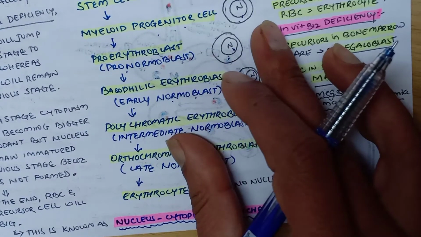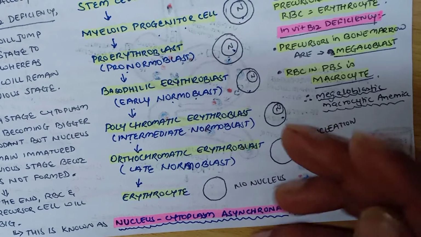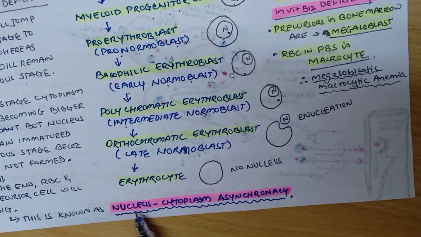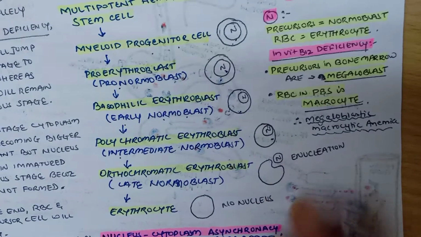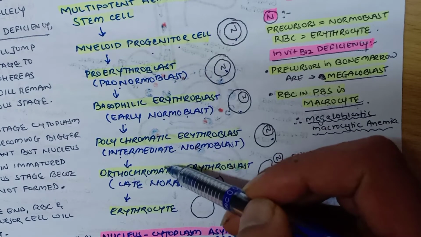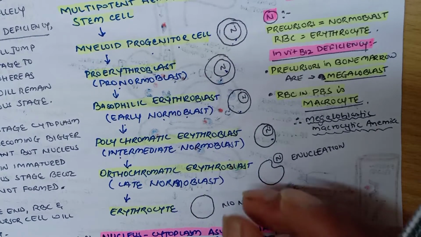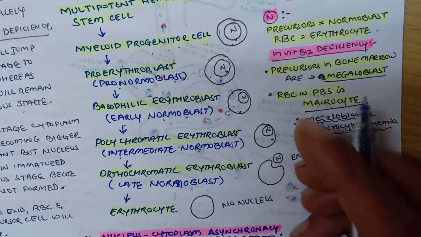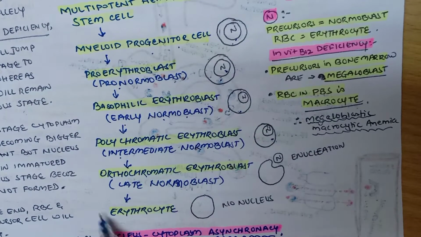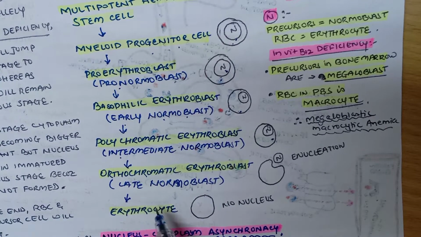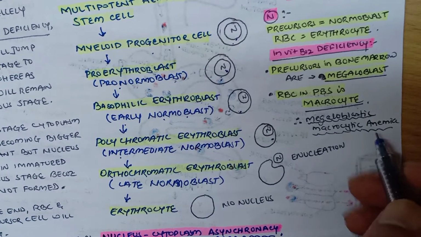So what happens is that at the end, RBC and the precursor cells will be big, and this is known as nucleus cytoplasm asynchronicity. Normally the precursor cells are known as normoblast and the RBC is known as erythrocyte. But in case of vitamin B12 deficiency, precursors in the bone marrow are megaloblasts, whereas RBC in the peripheral blood smear are known as macrocytes. So this results in megaloblastic macrocytic anemia.